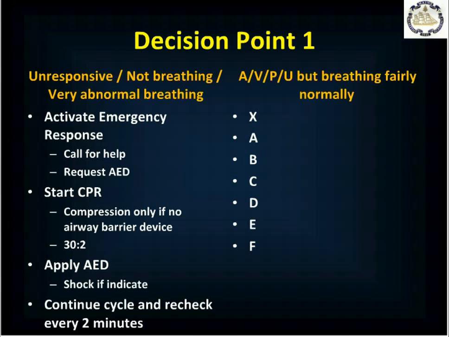And if you don't have an airway barrier device immediately available, do compressions only. If you do have a device, either one that you're carrying or you've got a first aid kit that has a barrier device, then you do compressions at a ratio of 30 compressions to 2 ventilations. Although you don't have to do the ventilations, at least for the first 10 minutes or so. You can just do compressions if need be. You apply an AED, and if it tells you to shock, you shock the patient, and you continue this cycle and recheck the patient every 2 minutes.